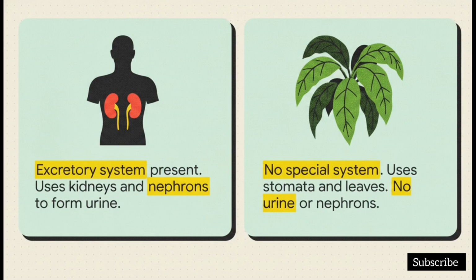We form urine, plants form absolutely no urine. We rely on millions of microscopic nephrons, plants have 0 nephrons. Master these exact differences and you'll easily score points on the exam.